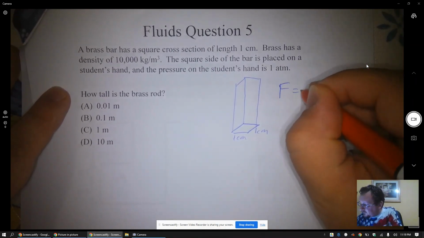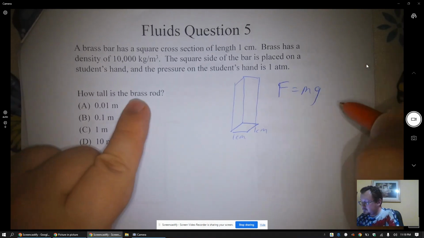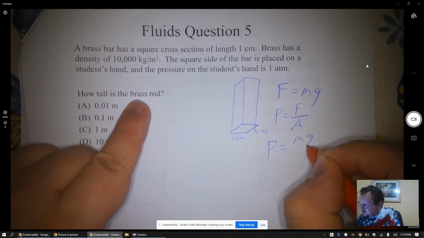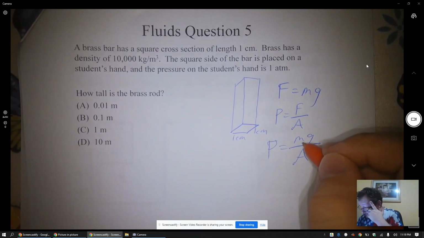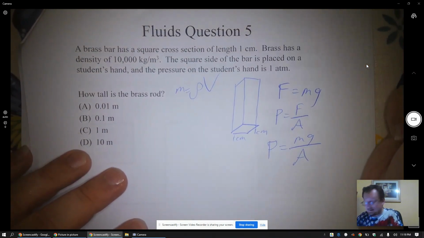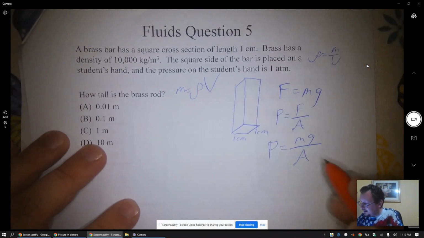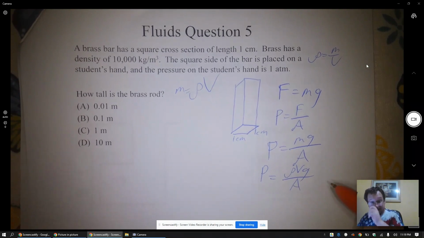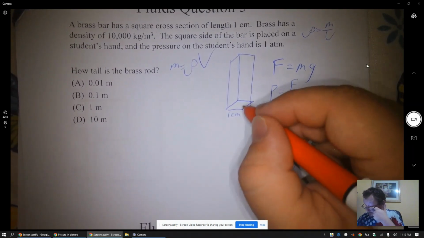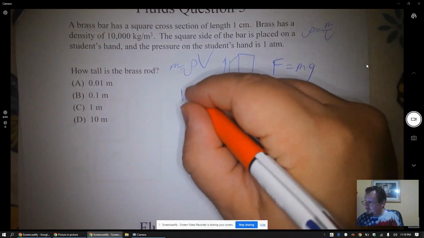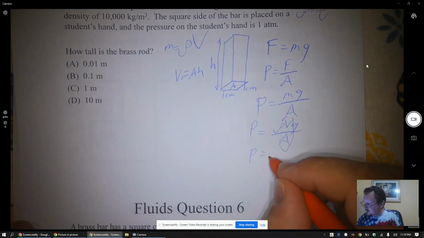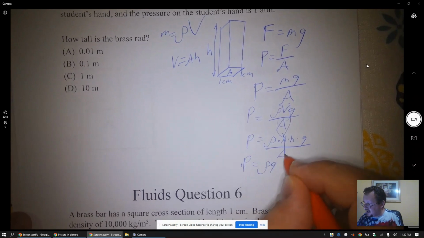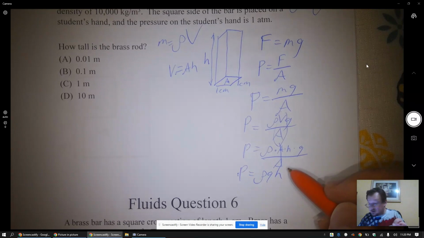First of all, the force on the student's hand is the m times g of the rod. Pressure is force over area. So pressure is going to be mg divided by area. Now, what is m? Mass is density times volume, isn't it? Because density is mass over volume. So pressure is going to be density times volume times g, over area. Now, what is volume over area? Well, if this is the area and this is the height, volume equals area times height. So then pressure is density times area times height times gravity, over area. So now we just get pressure equals rho g h. So that's actually the same as a fluid: pressure equals rho g h.